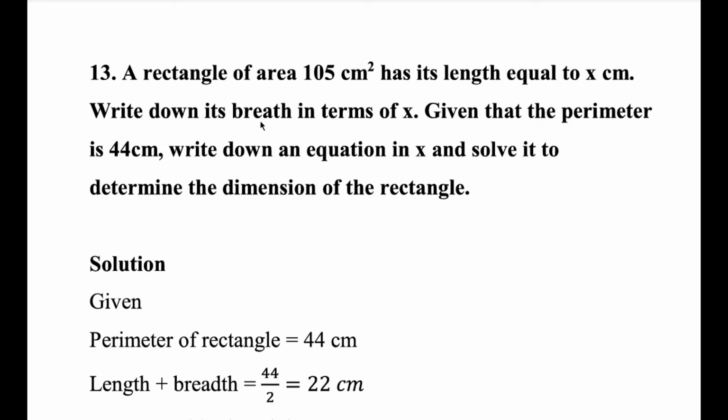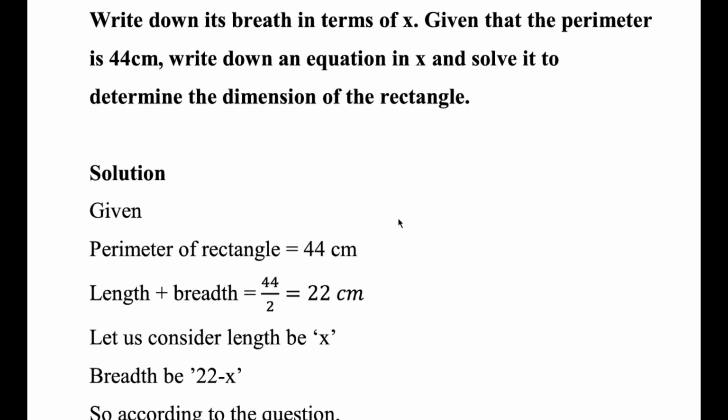A rectangle of area 105 centimeter square has its length equal to x centimeter. Write down its breadth in terms of x, given that the perimeter is 44 centimeter. Write down an equation in x and solve it to determine the dimensions of the rectangle. Very interesting sum. Come to the solution part.